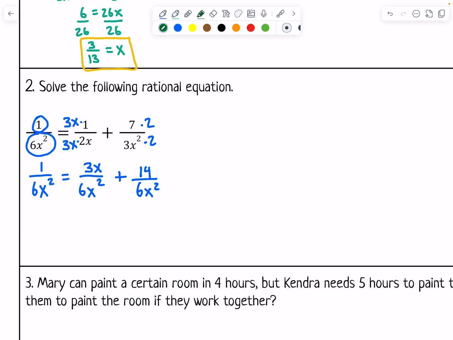And once you get all of your denominators to be exactly the same, you can cancel them out and bring down the numerators and solve what's left. So I have 1 equals 3x plus 14. I can subtract the 14 and get negative 13 equals 3x. And then when I divide both sides by 3, I get x equals negative 13 over 3.